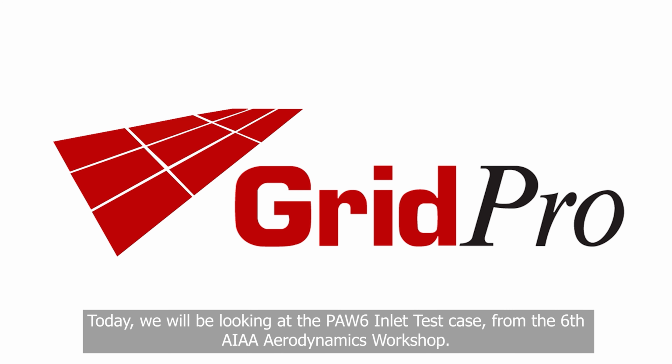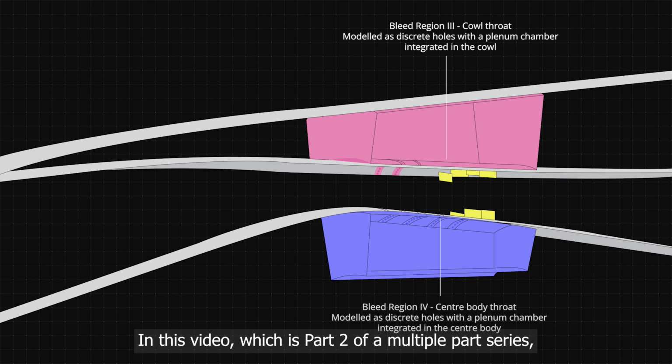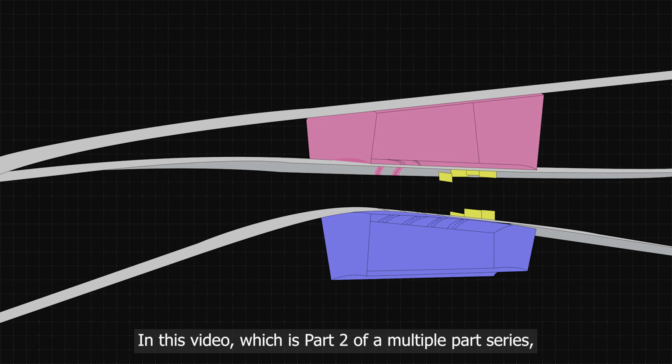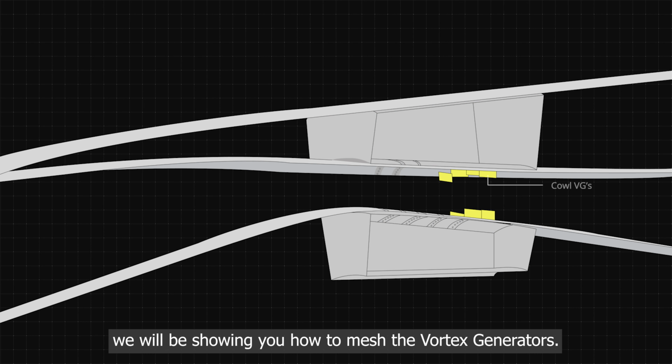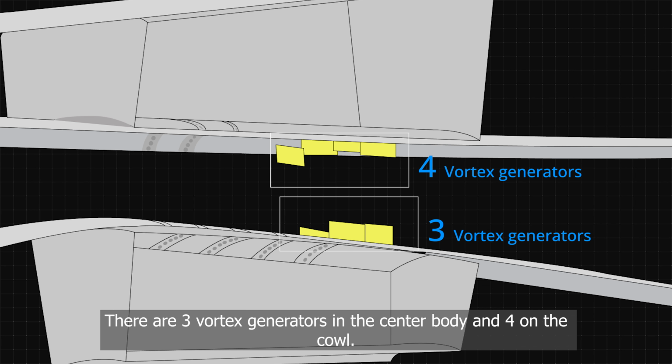Today we will be looking at the PAW6 inlet test case from the 6th AIAA Aerodynamics Workshop. In our previous video, we showed you how to mesh the bleed holes along with the plenum chambers. In this video, which is part 2 of a multiple part series, we will be showing you how to mesh the vortex generators. There are 3 vortex generators in the center body and 4 on the cowl.